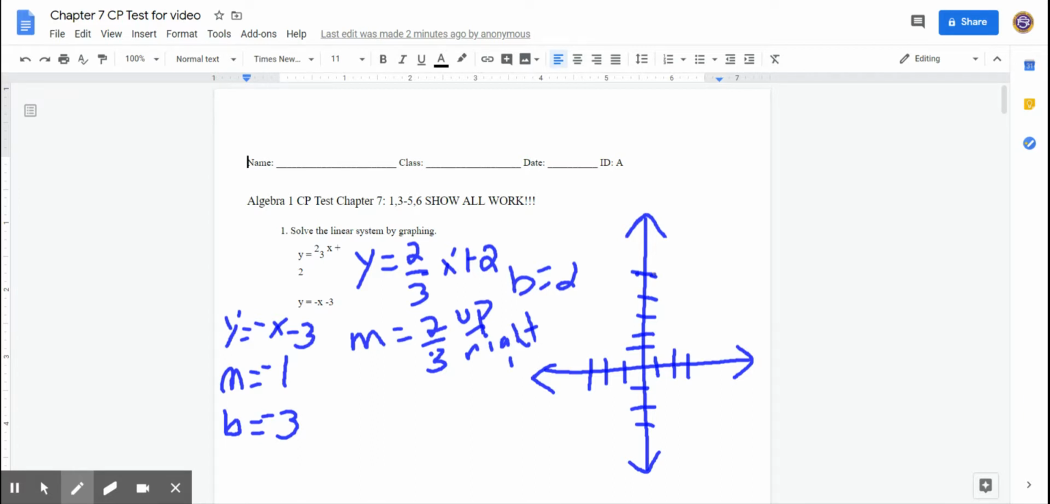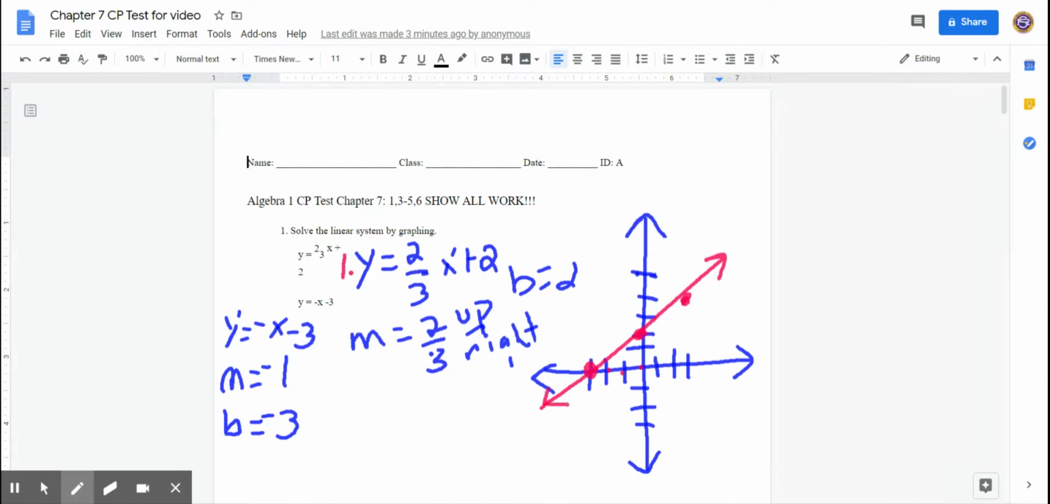All right? So the first line, this first line right here, we'll call that 1, has a y-intercept of 2. So let's go up and plot 2 on the y-axis. And it has a slope of 2/3. So that means you go up 2 and over 3. Or remember, we can go down 2 and left 3. And then we draw our line.